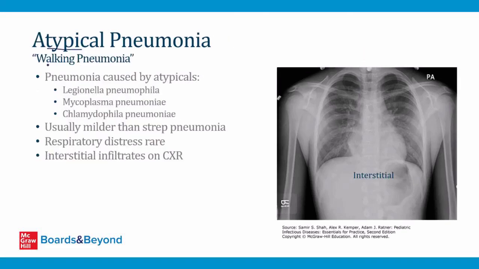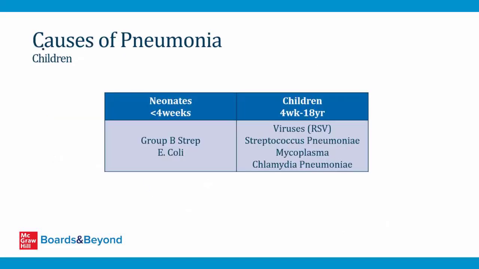It's also sometimes called walking pneumonia. And this generally means a form of pneumonia that is milder and it's caused by atypical bacteria like the three I mentioned on the last slide. It's usually milder than strep pneumonia. Respiratory distress is rare, so patients are still able to walk. That's why it's sometimes called walking pneumonia. And on chest x-ray, you see interstitial infiltrates like shown here, just like what we talked about in the last slide. Okay, so that's the different pathologic types of pneumonia.